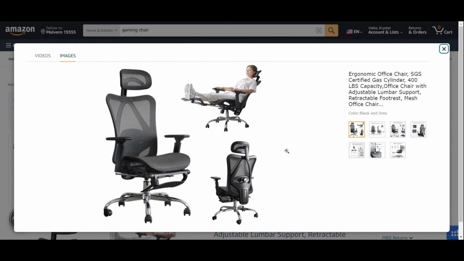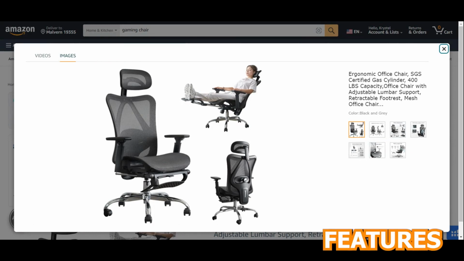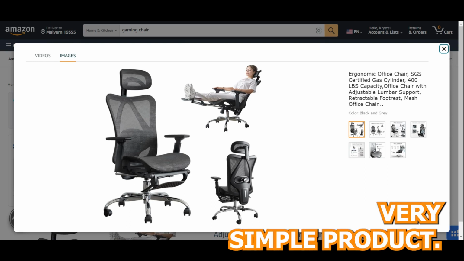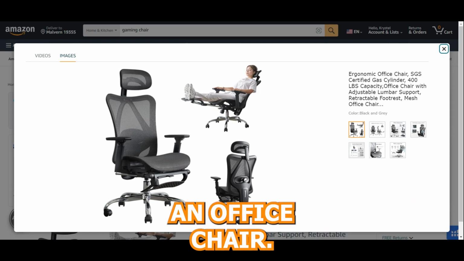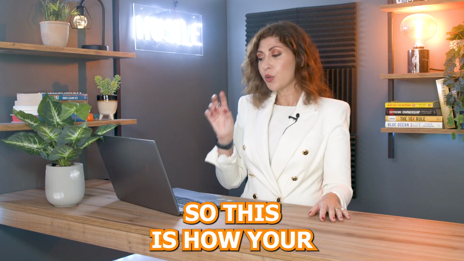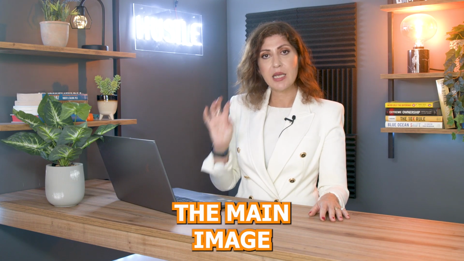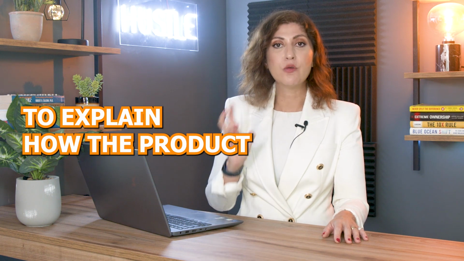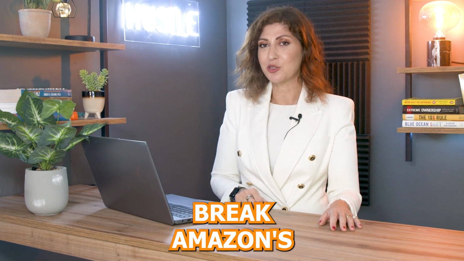And finally, number 3, explain. This is one of my favorite images. And as you can see, it highlights these unique features of this very, very simple product, an office chair. Very simple and boring, to be quite honest. And as you can see, this same office chair is shown in 3 different angles. Most important image is this one with the person sitting down and feeling so relaxed. So this is how you're utilizing the main image to explain how the product can be used, and thus doesn't really break Amazon's terms of service.